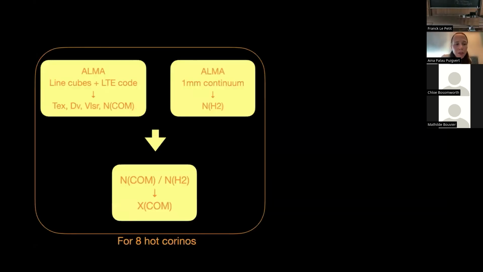So far what we have done is, for 8 hot corinos, using the ALMA line cubes, fitting the LTE code, also using the source size measured with the zero-order moments. And from this, we inferred the excitation temperature, line width, velocity, and the column density of each of the complex molecules. Then we can combine this with the ALMA continuum, infer the molecular hydrogen column density, and from this calculate the abundances of each of these species.